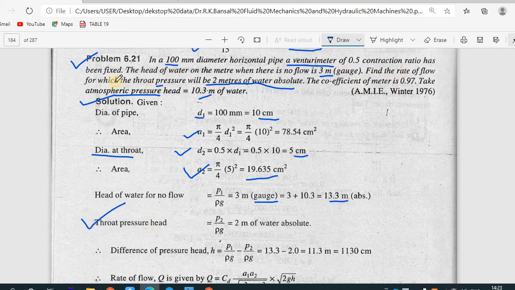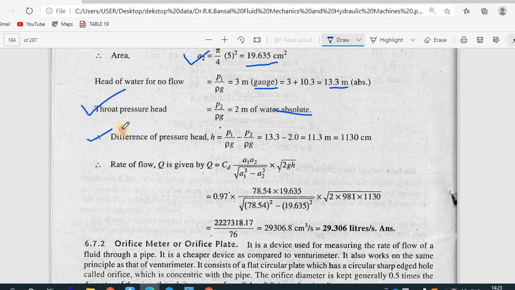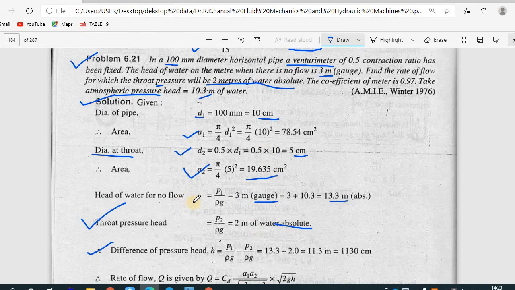Now the throat pressure head will be, for the rate of flow, 2 meters. So P2 by rho g equals 2 meters of absolute water. Since there is no flow at the inlet case, there will be atmospheric pressure, so we add atmospheric pressure there only. In the throat pressure, it is the case of flow, so we are not considering atmospheric pressure. We are only considering the water pressure.